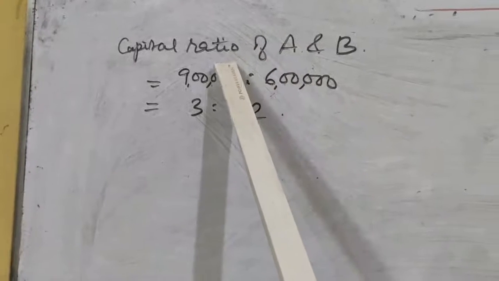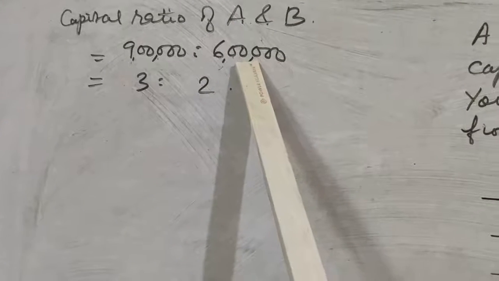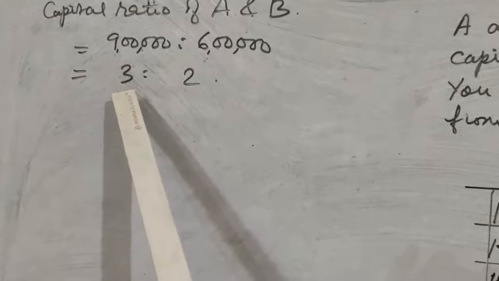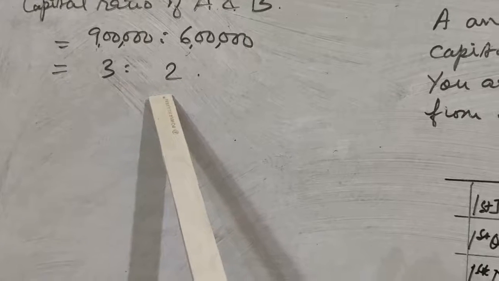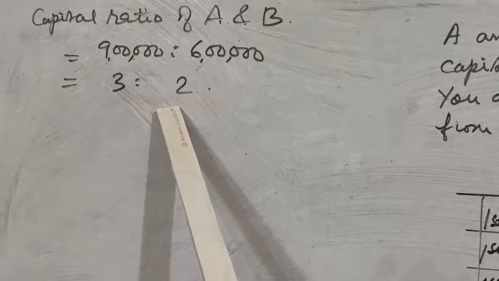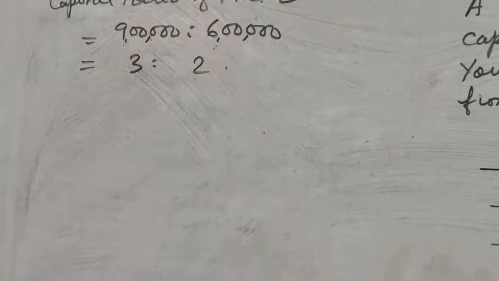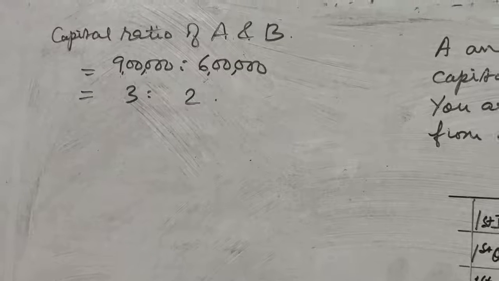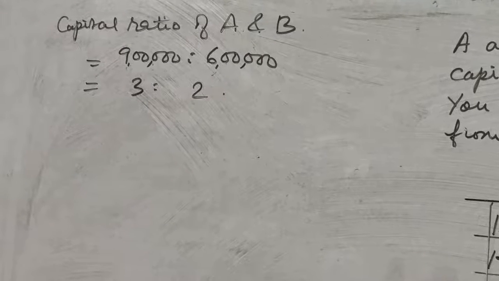So if we find out the capital ratio, you will see that the capital ratio of A and B is 9 lakh is to 6 lakh. If we divide them in the lowest terms, the capital ratio comes to 3:2. So the profits will be divided in the ratio of 3:2, if it is given in the question that the profits are to be distributed in their capital ratio. Otherwise, the profit sharing ratio, whatever is given in the question, that will be followed. And if nothing is mentioned in the question, then profit sharing ratio will be equal no matter what the capitals of the partners are.